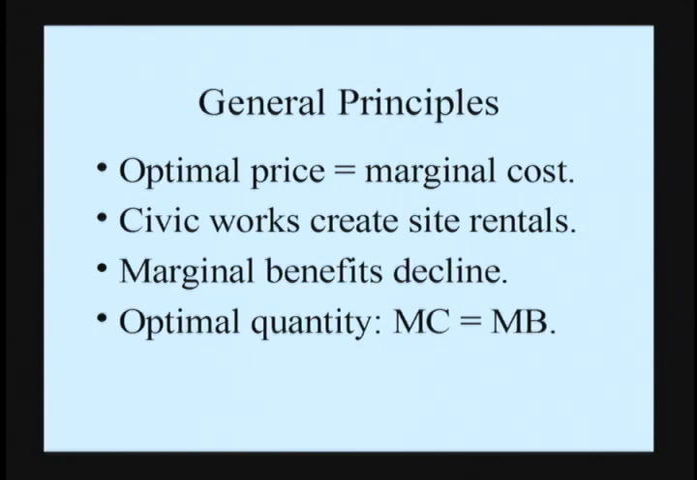Now, the marginal benefits decline. If the hotel had too many elevators, an extra elevator would not provide as much benefit. So with declining marginal benefits, the optimal quantity of a collective good is where the marginal cost equals the marginal benefit. The cost of providing a little more is equal to the benefit from that.